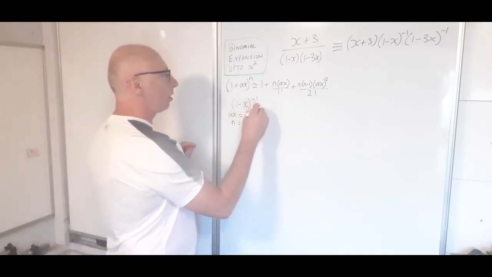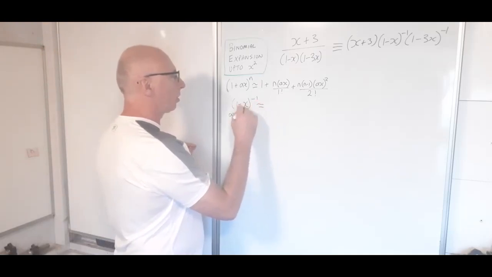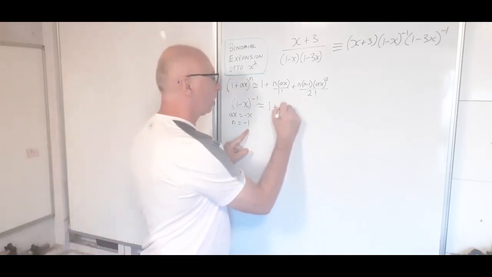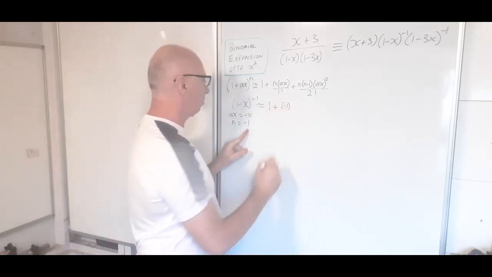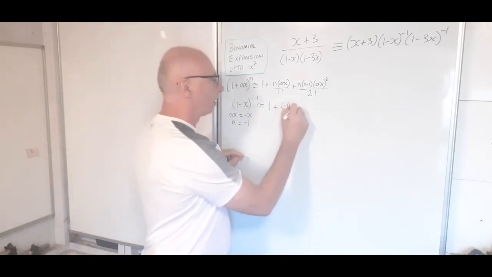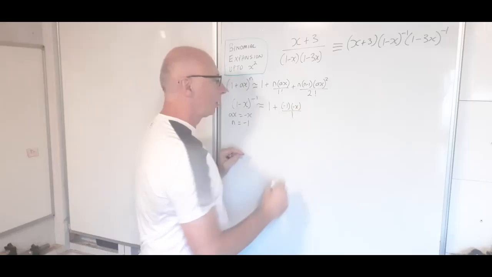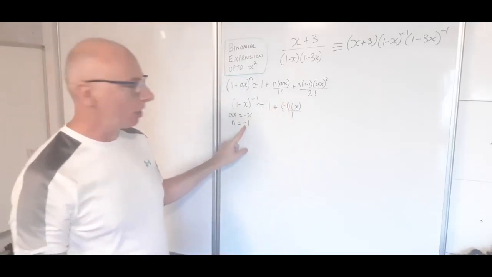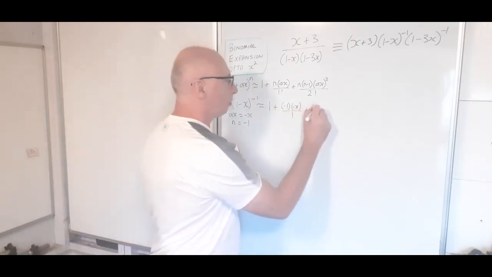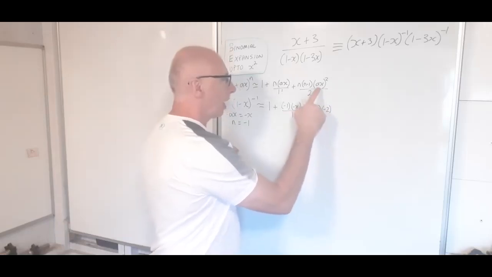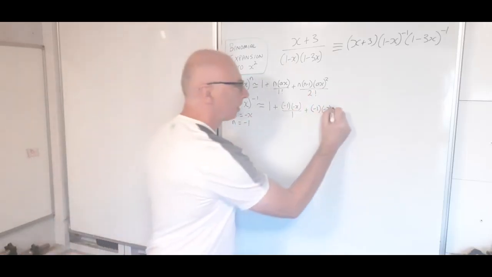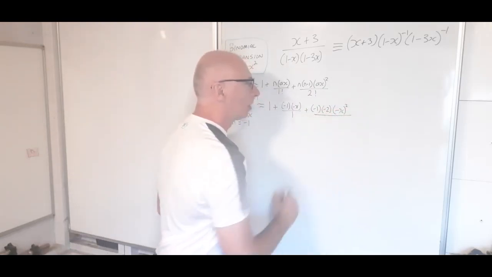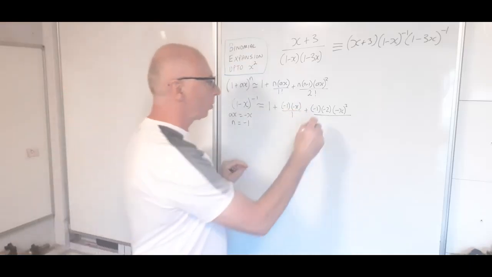So then this is equivalent to 1 plus n, which is minus 1, so I've got minus 1 times ax. Well, ax is just minus x. And then divide by 1. Then n and n minus 1, so minus 1 and then minus 2. So minus 1 times minus 2, ax is minus x squared, and then divide this by 2 factorial, which is just 2.